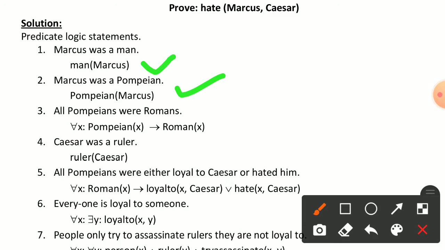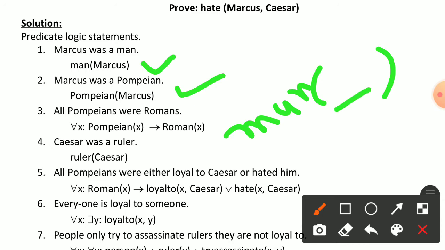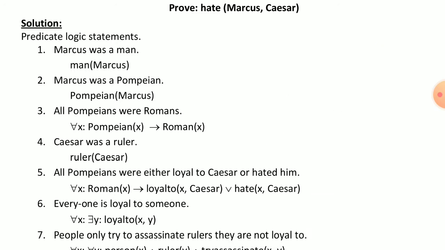We write the object in round brackets. Here we all know that Marcus is a person and Marcus was a man. So we can write man in bracket Marcus. Marcus is the name of the person, and the person is a man. So here we can write man in bracket, person name Marcus.